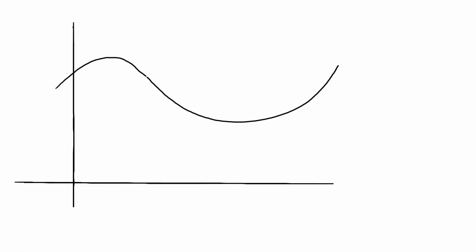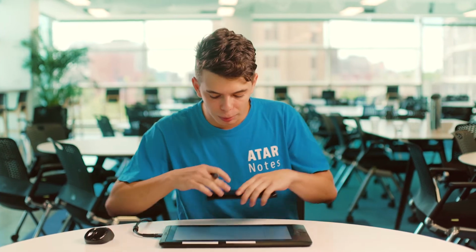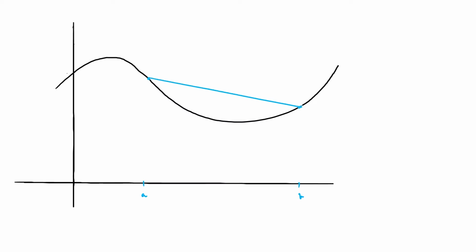So we've got a point A, and then let's say we've got a point B. Now finding the rate of change between these points should be something we're all familiar with. It's just finding the gradient of a linear line. So if we draw a line between A and B, we should know that the gradient's just going to be rise over run.